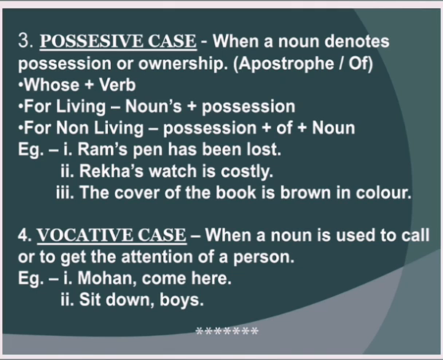Now the last case is the vocative case. Again, this is very easy to locate. When a noun is used to call or to get the attention of a person, that is a vocative case. Here we do not have long sentences. We just talk randomly or we just give instructions randomly. See the examples. Mohan, come here. Sit down, boys. This is just a random talk or random instructions, not a sentence. Okay, so here we come to the end of the chapter Nouns.